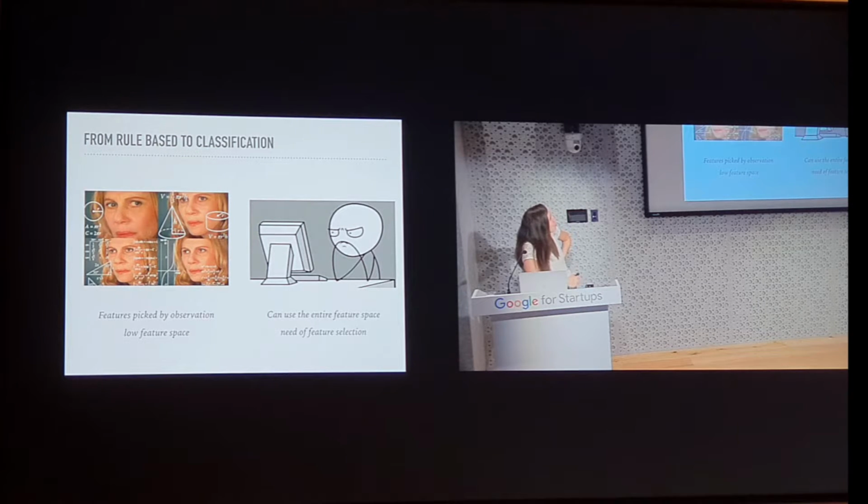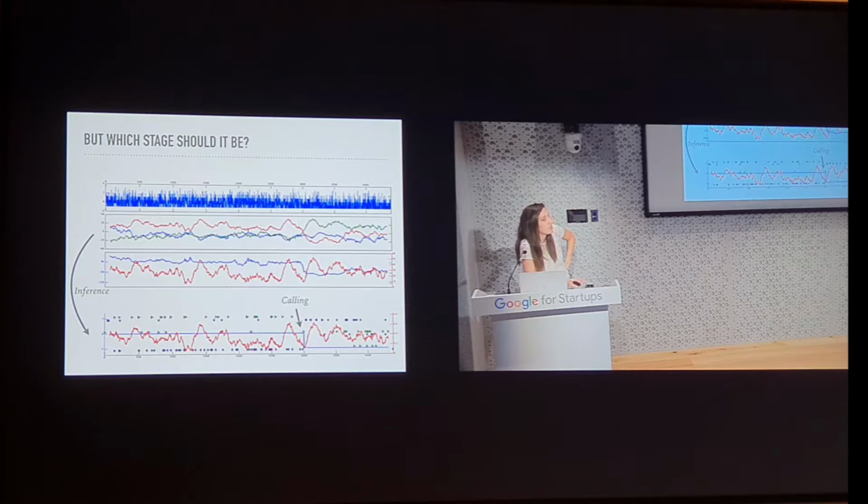So rule-based is just a set of rules that is defined by the person who's writing the algorithm. It's defined on a small feature space because you're only human and you can't observe everything that is going on. And we want to do something that is bigger and better. We can use a very large feature space, but this will call for strong feature selection because we don't want to overfit. Now the question is, which part should be automated? Should the inference of translational frame be automated, or should the calling algorithm be automated? And the obvious answer is both, but it's not that easy.